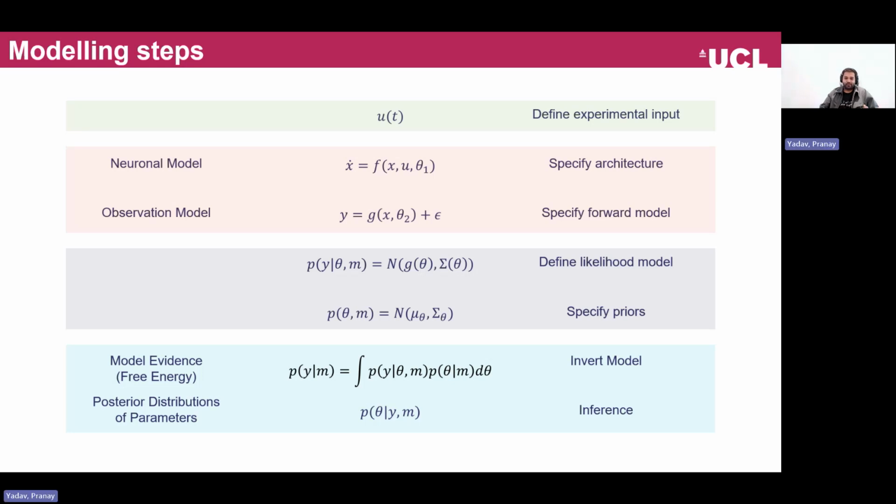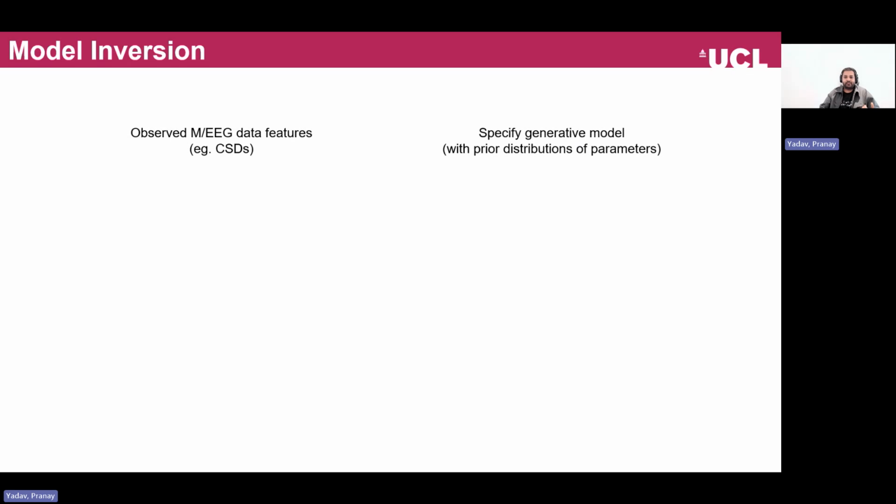Right, so now how does this actually work? We essentially start with our data, which is CSDs, and we take our generative model with a certain prior distribution. Now, these two are optimized by a Bayesian version of the expectation maximization algorithm called variational Laplace.